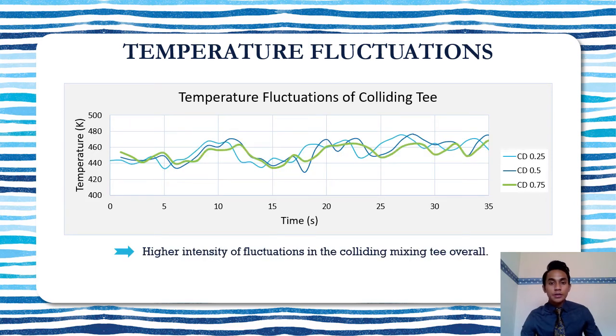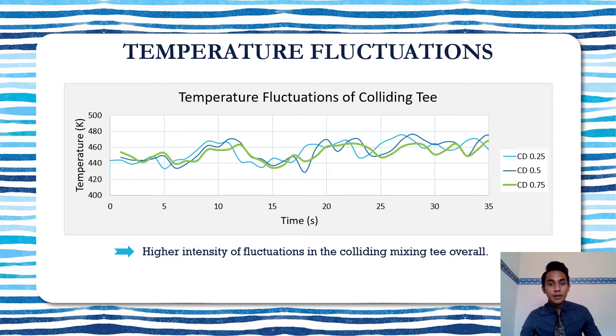So based on the figure, we can see the temperature and fluctuation profiles of the 0.25D, 0.5D, and 0.75D sections of the colliding mixing T. At the 0.25D region, which is the light blue colored line, the fluctuation occurs at the temperature range between 430 K to 475 K. For the same section, the most notable fluctuations occur in the time frames of 5 second to 10 second, 10 second to 15 second, and 15 second to 20 second. So this fluctuation may lead to thermal fatigue.